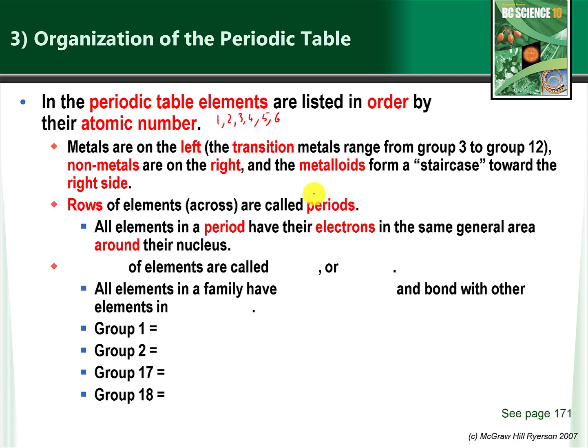So there's some new words here. Periods. We have metals, nonmetals, metalloids, and transition metals. We need to eventually know where they are all located, but we're just learning what they are, and then the next slide we'll be talking about where they are located.